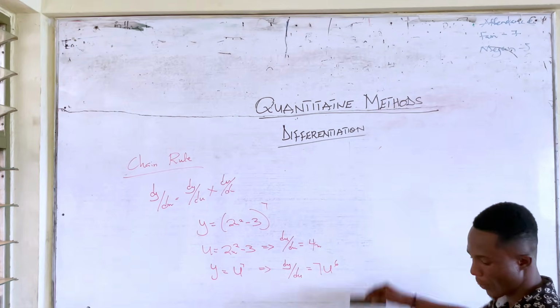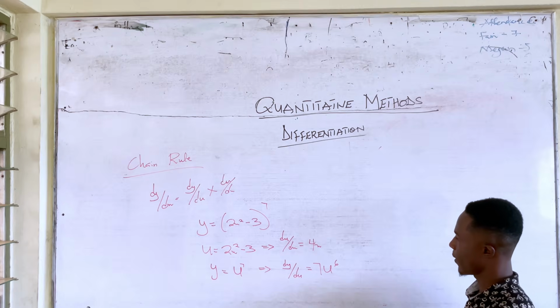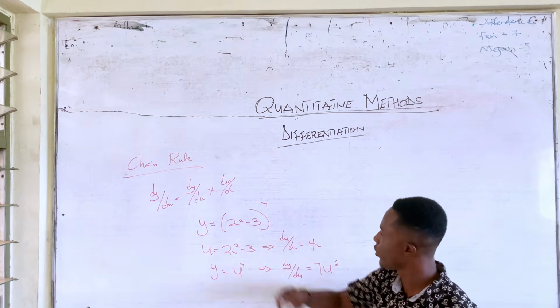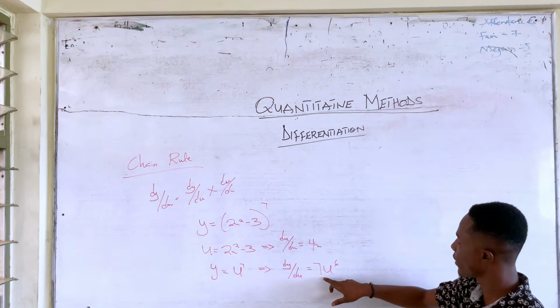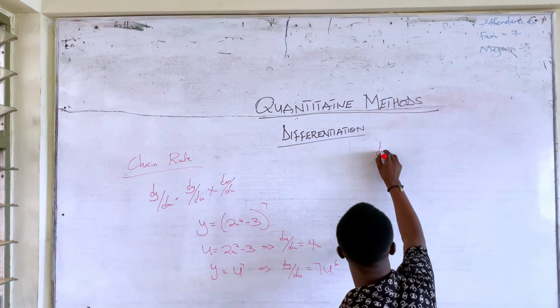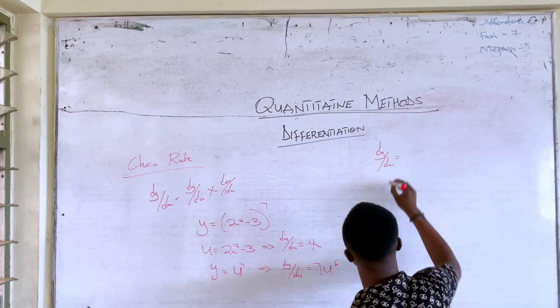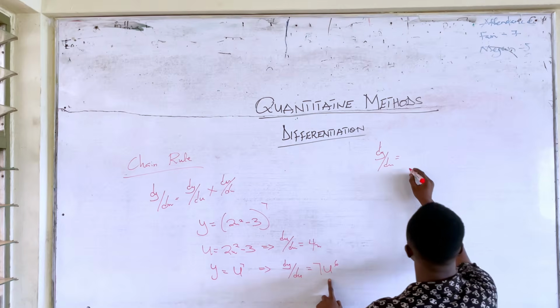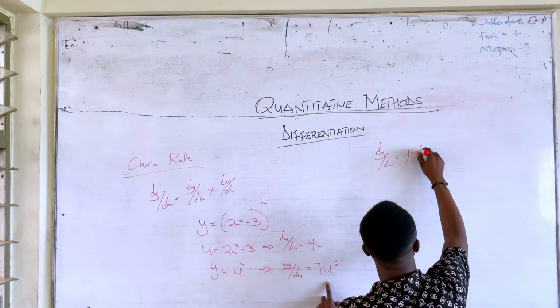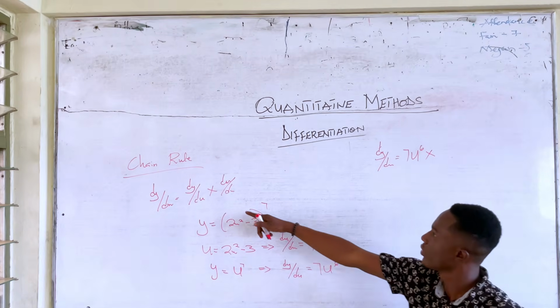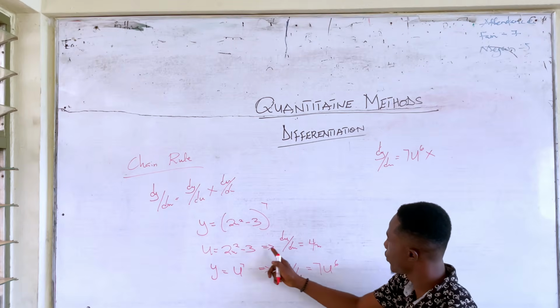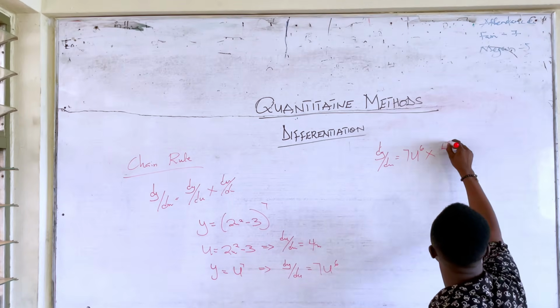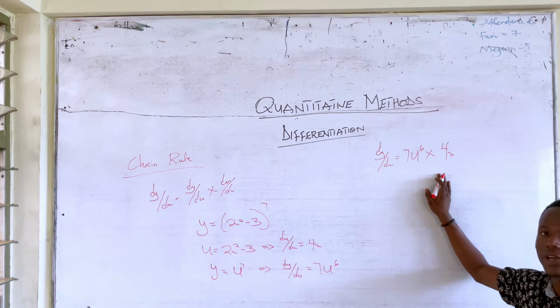Okay, so let's see. We have dy/du to be 7u^6. So dy/dx is equal to dy/du, which is 7u^6, multiplying du/dx. And du/dx is what? 4x. So multiplying by 4x, that is what we have here.